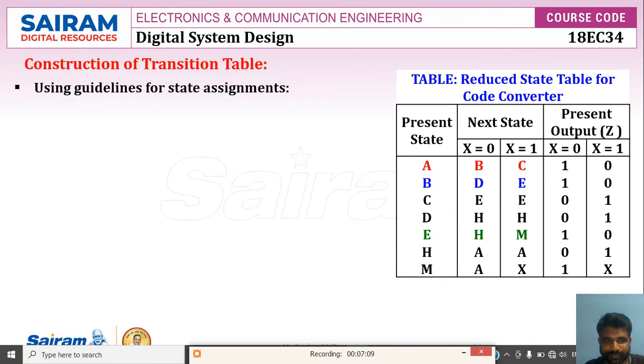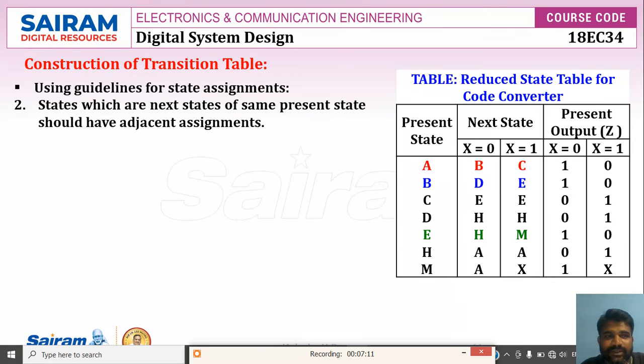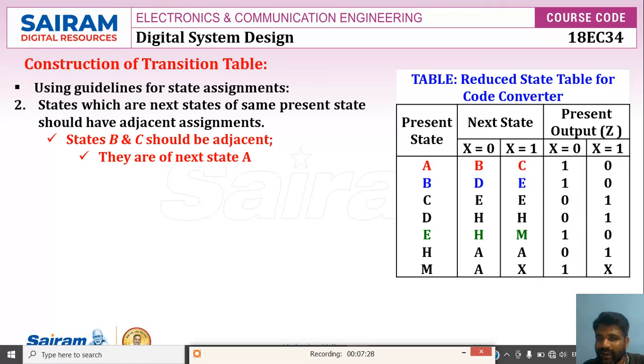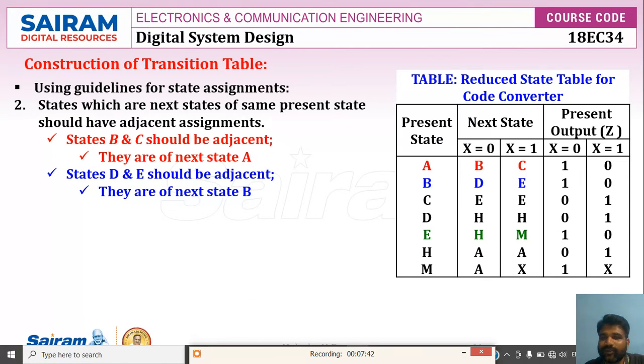And the second one: the states which are the next states of the same present state should have adjacent assignment. That means B and C are the states of the same next state A. So B and C should be adjacent because they are next states of A. Similarly, D and E, highlighted in blue color, have the same next state B. So D and E must be adjacent because they are next states of B. And we do not consider E because they are the same state.